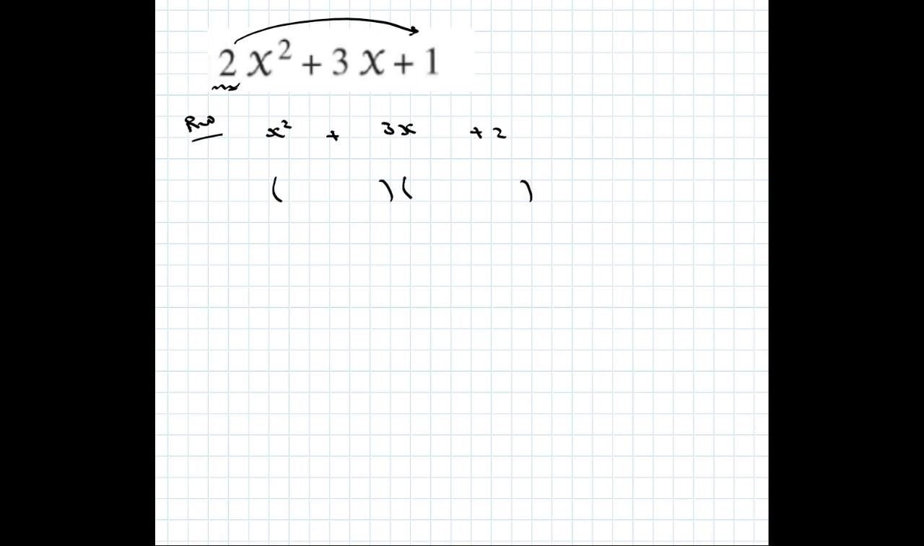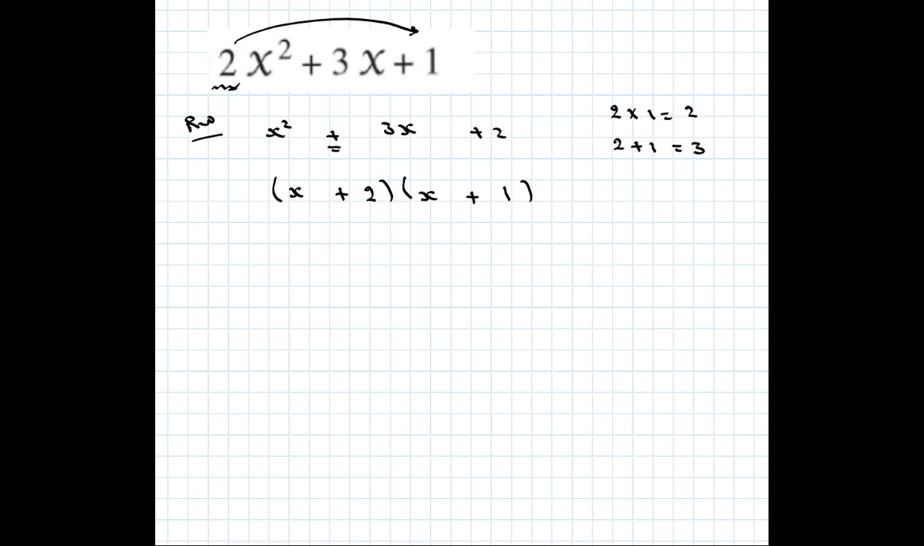The factorization of x squared will be x. The last sign is positive, so the signs will both be positive, as the sign of the middle term. Then we will search for two numbers. Their product is equal to 2 and their sum is equal to 3. Yes, I can hear you now saying 2 times 1. The answer is 2 times 1.